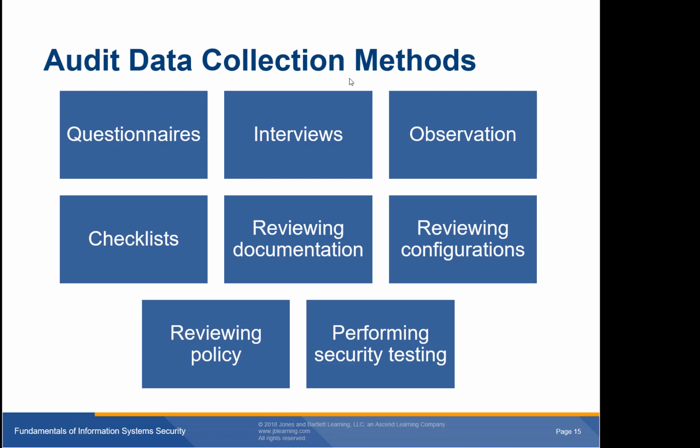Observation. This refers to input used to differentiate between paper procedures and the way the job is really done. Checklists. These prepared documents help ensure that the information gathering process covers all areas. Reviewing documentation. This documentation assesses currency, adherence, and completeness. Reviewing configurations. This review involves assessing change control procedures and the appropriateness of controls, rules, and layout. Reviewing policy. This review involves assessing policy relevance, currency, and completeness, and performing security testing.